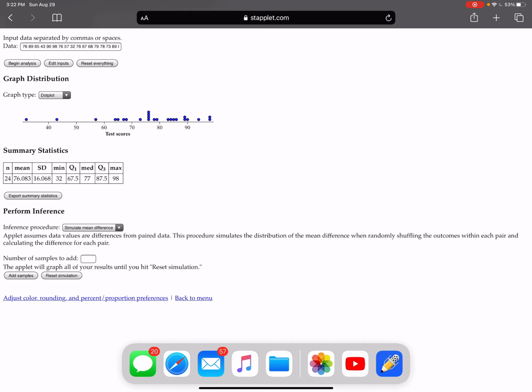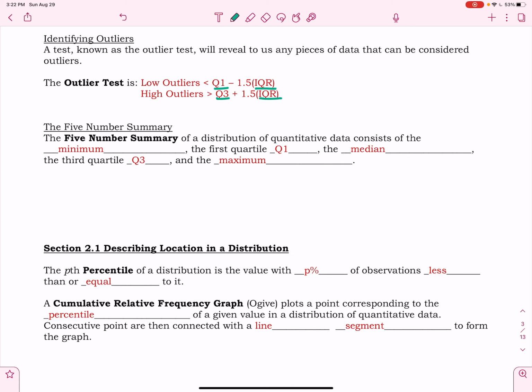So I'm going to go back to my notes and I'm going to calculate the outlier test. Notice I am calling it the outlier test. I'm not calling it the outliers. Okay, the outlier test is to see if the values in the data we suspect to be outliers are in fact outliers. So running the test is to ensure whether or not those low values are outliers.